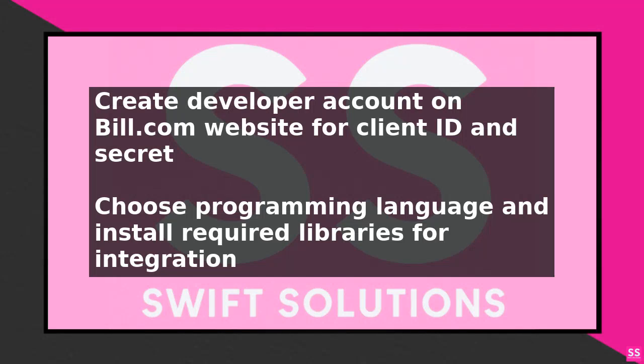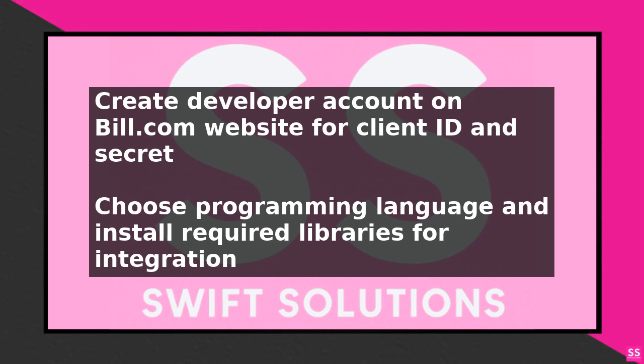To integrate Bill.com API, start by creating a developer account on the Bill.com website, which will provide you with a client ID and client secret. These credentials are necessary for authenticating your API requests. Next, choose the programming language you will use for integration, such as Python or Java, and install the required libraries.